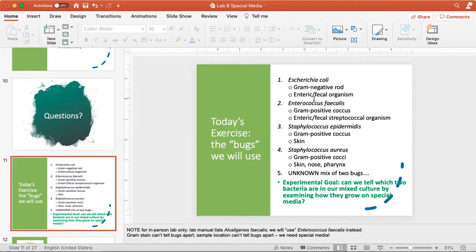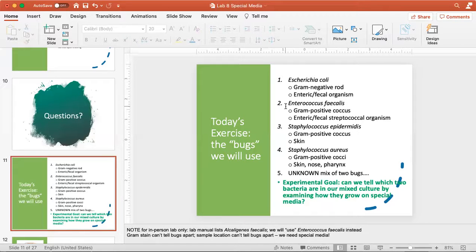That's its gram status. We also know that E. coli is one of these enteric organisms, or what are sometimes also called fecal organisms. It lives in the intestine of certain animals, primarily mammals. And we refer to it as being fecal because it's going to come out of the animal in the feces. And the way that pathogenic E. coli tends to spread is through feces. So E. coli is our first organism of the day.